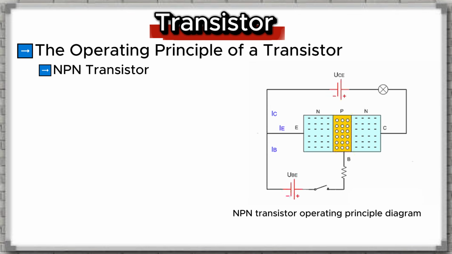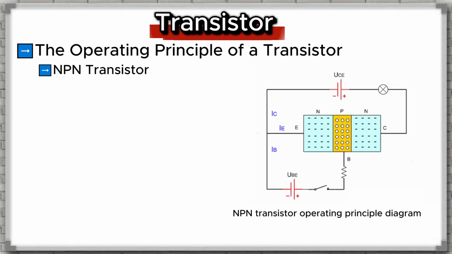When the switch is closed, the PN junction is forward biased. A current flows from the positive of UBE through the switch, through the resistor, through the BE junction, back to the negative terminal. This current is called IB. The moment IB appears, immediately another current IC flows through the CE junction. This current lights up the lamp, and importantly, IC is much stronger than IB.